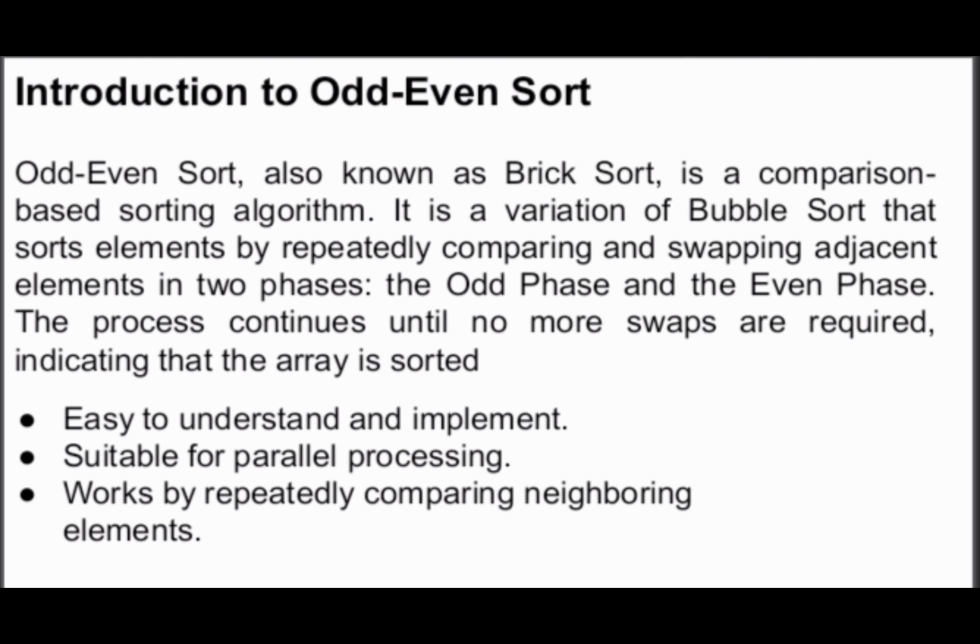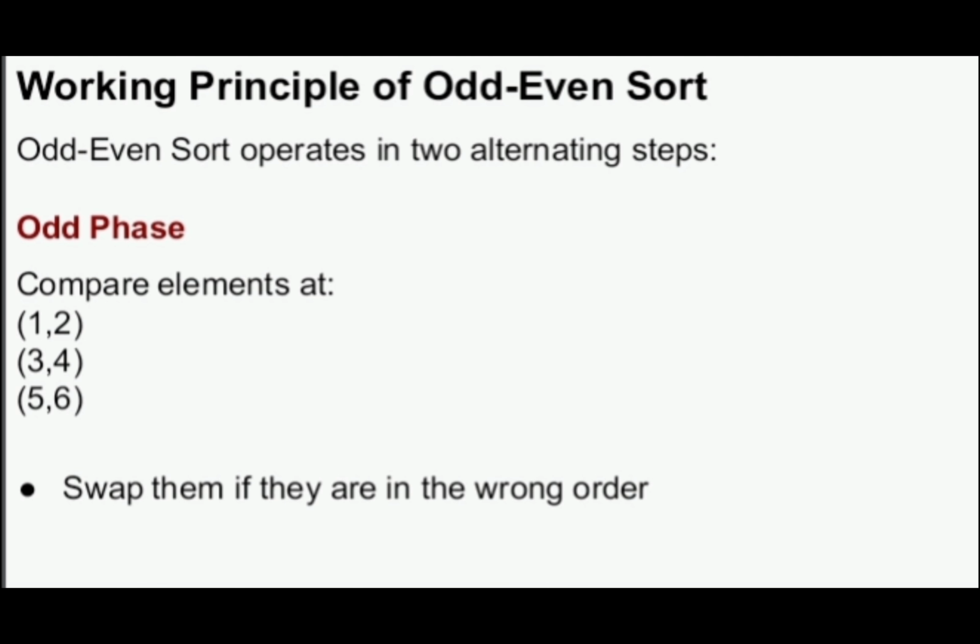Odd even sort is a simple sorting algorithm. It is similar to bubble sort. It works by comparing and swapping neighboring elements in two phases: odd phase, even phase. The process continues until all elements are arranged in the correct order. It's easy to understand, easy to implement, and suitable for parallel processing.